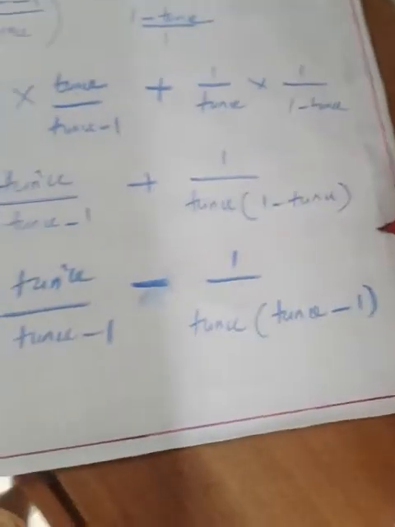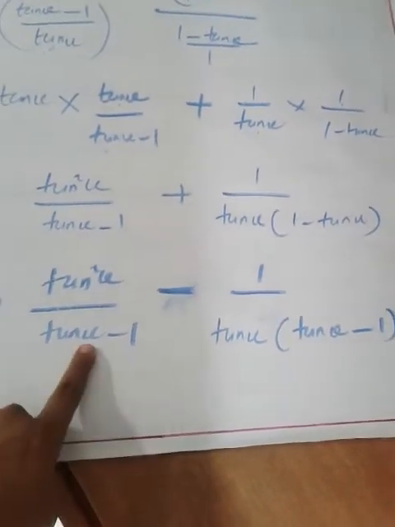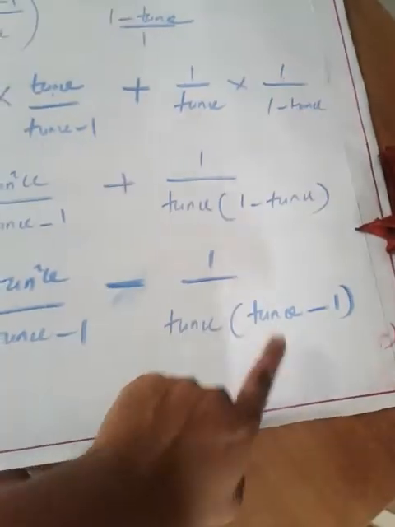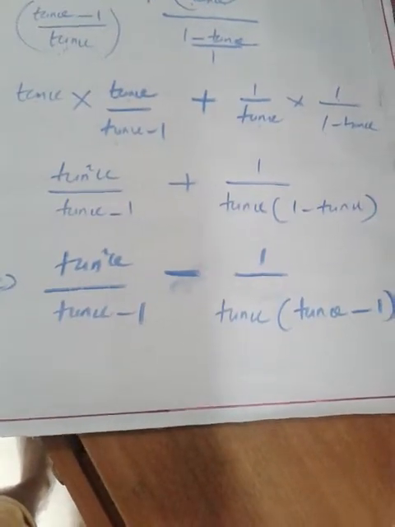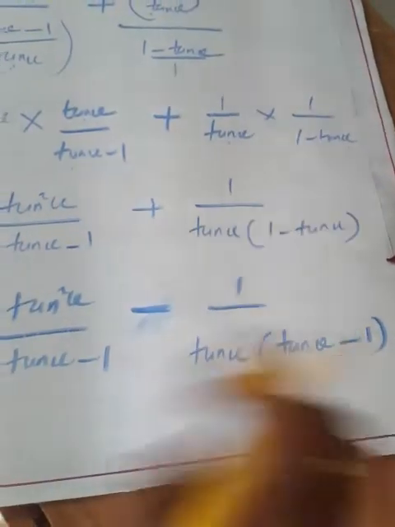Now just see what you can take outside from the denominator which came as common. Tan theta minus 1 is here, tan theta minus 1 is here. You can take that common denominator, tan theta minus 1, outside.